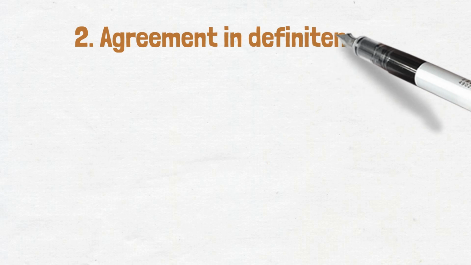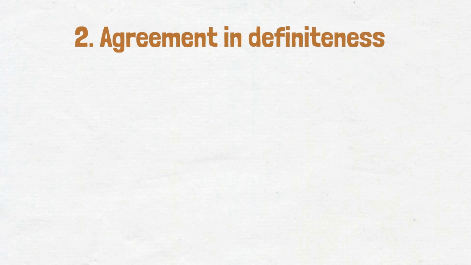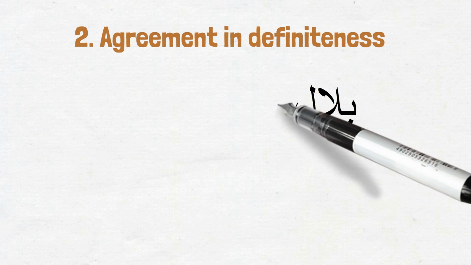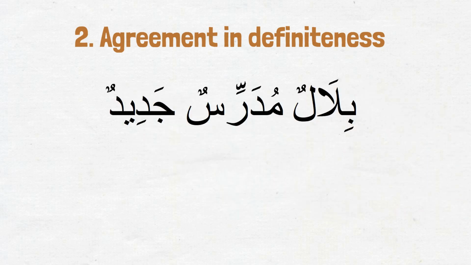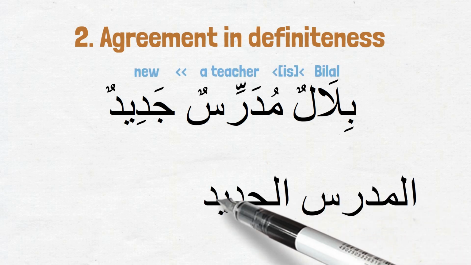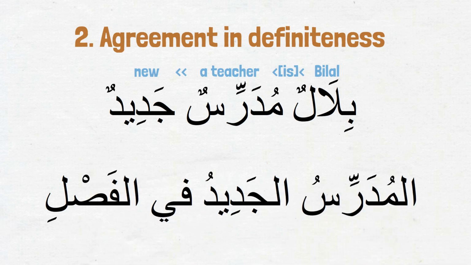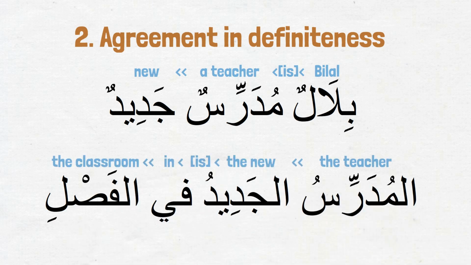The second aspect that the na'at and man'ut should match is the definiteness. In other words, if the man'ut is nakira, the na'at also comes as nakira. And if the man'ut is ma'rifah, the na'at will also be ma'rifah. Here are a couple of example sentences. Bilalun mudarrisun jadidun. Bilal is a new teacher. And al-mudarrisul jadidu fil fasli. The new teacher is in the classroom.